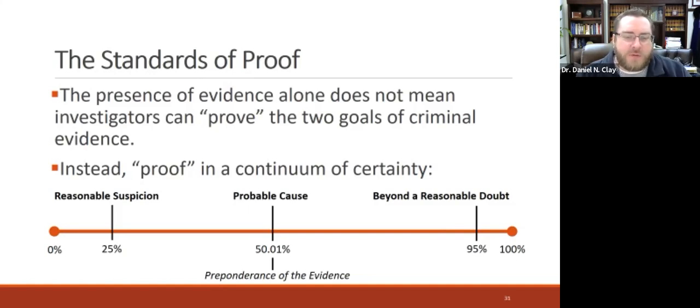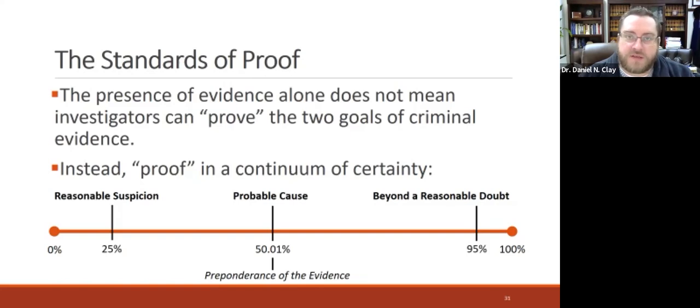Now, what we will see is that on this continuum, there will be some phrases that come up, some terms that are very key. So beyond a reasonable doubt is our ultimate goal if the prosecution is trying to convict someone. They want enough evidence for beyond a reasonable doubt. But there is enough evidence lower than that for different things. So at 50.01%, we have probable cause. This is also the same standard as preponderance of the evidence, which we use in civil trials.